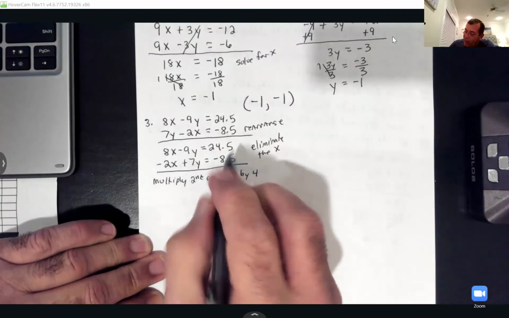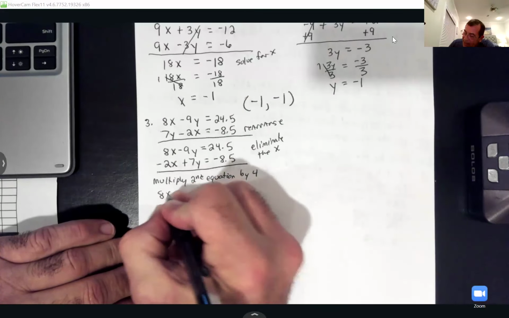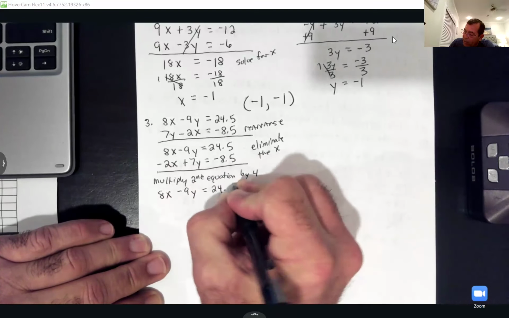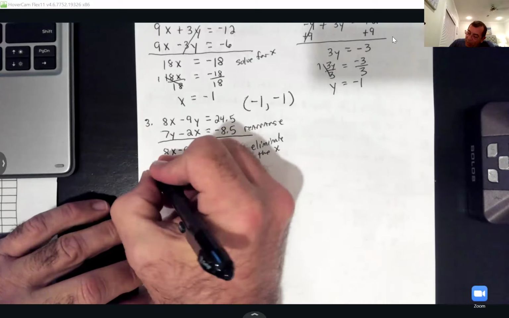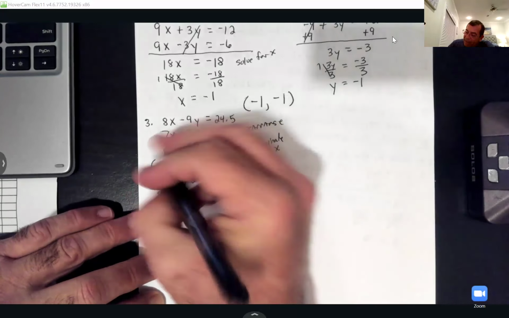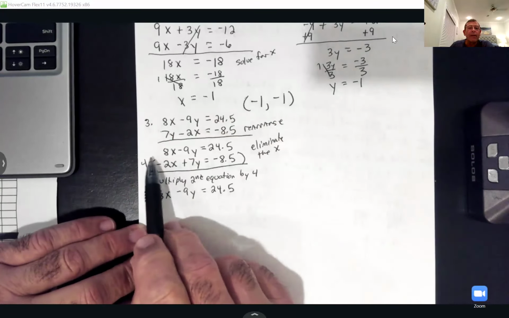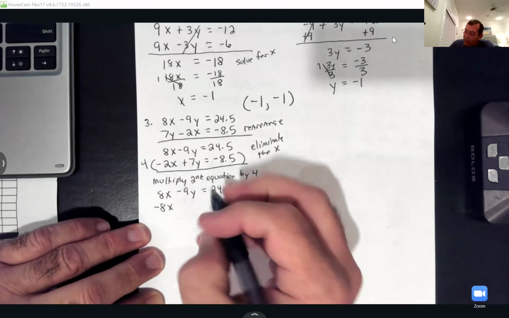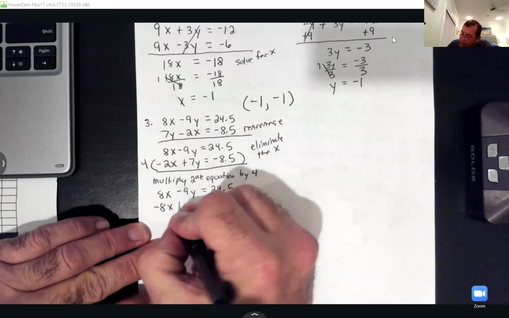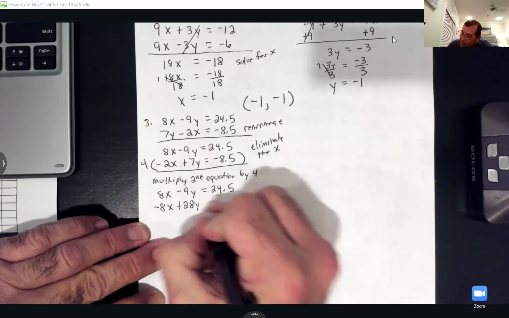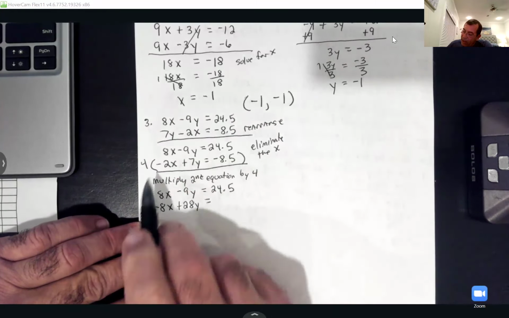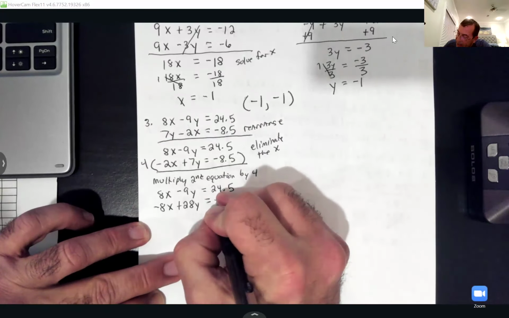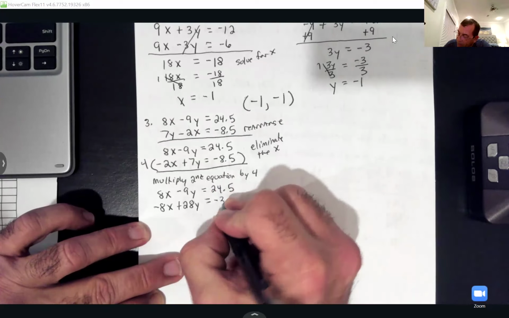All right, so the first equation will stay the same. 8x minus 9y equals 24.5. We're going to multiply this whole row by 4. So I get a negative 8x. So y'all, those x's are gone. A positive 28y. And that's going to equal 4 times negative 8.5. And I think that's a negative 34.